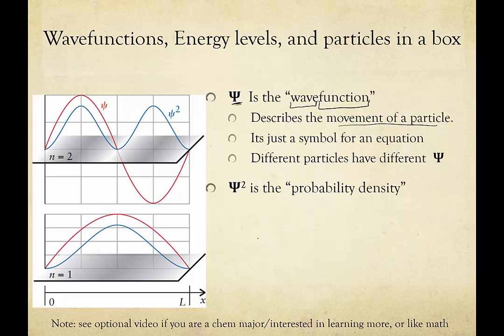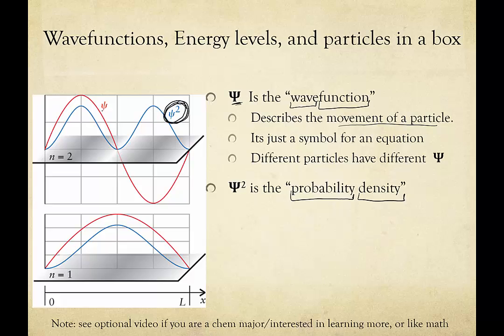So psi squared is your probability density. We're not going to go into the mathematics of this too much, but just look at the word. It's probability density. So it gives us some idea of where the particle is. So if you look at psi squared, it's over here.